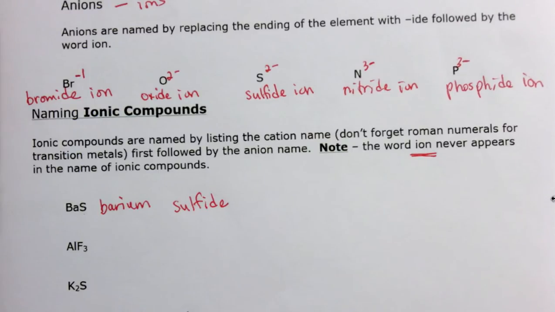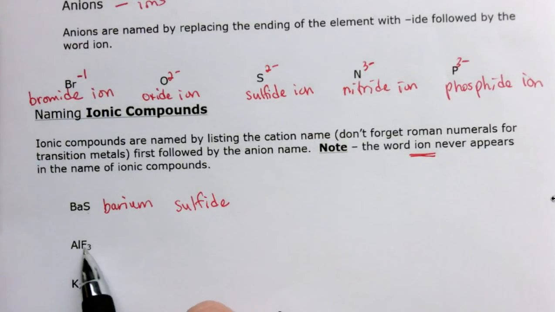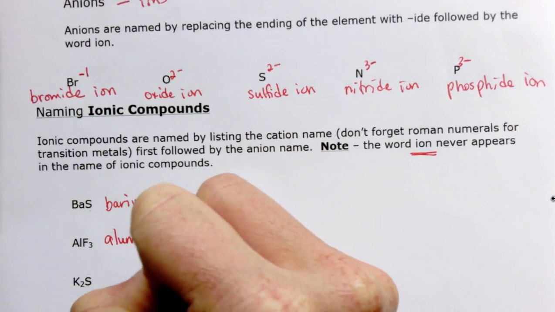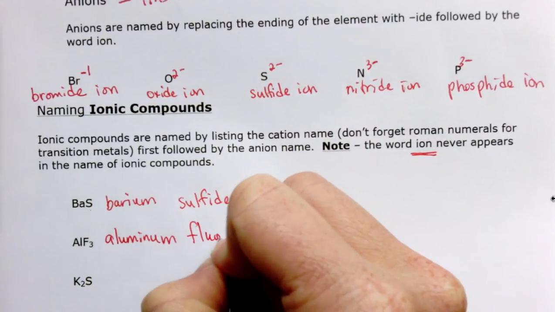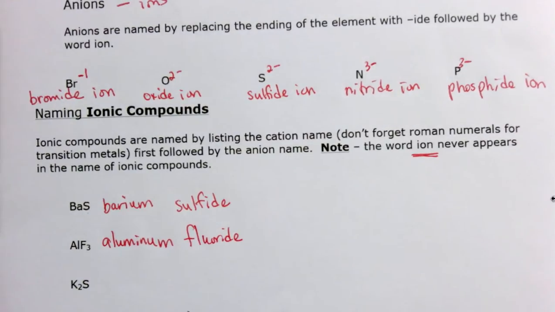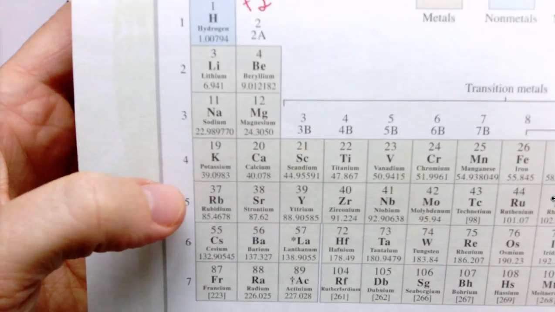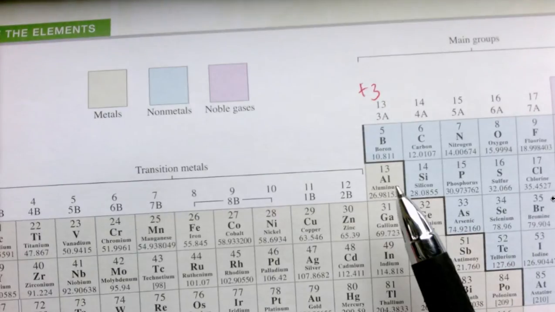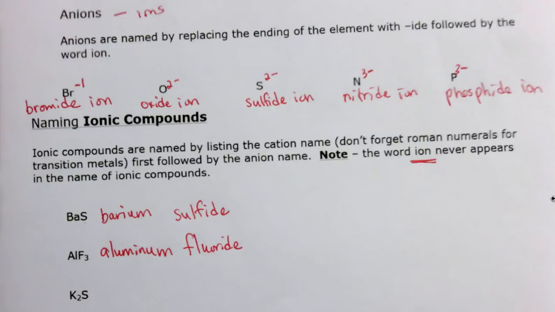Okay, the next one, aluminum and fluoride. So this is just aluminum fluoride. Aluminum is not a transition metal, so I don't have to put a Roman numeral. Same thing with barium. Barium is in group 2, and aluminum is in group 3. It's not a transition metal.